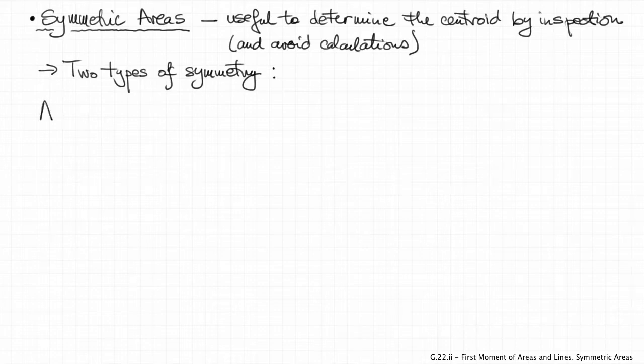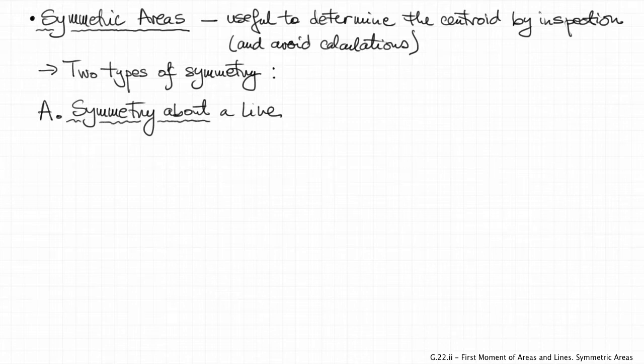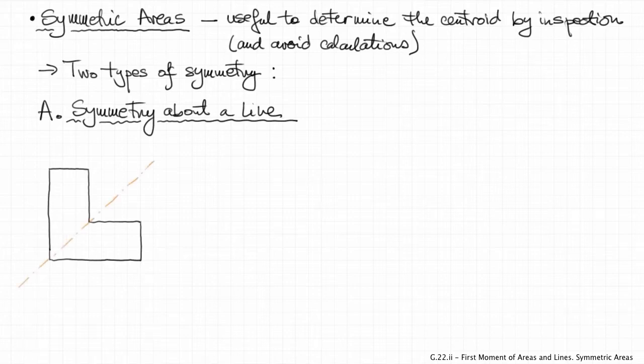And the first type of symmetry is the symmetry about a line or about an axis. And let's see what this is all about. I'm going to start by drawing a figure. This is an L-shaped figure, like so. And I'm also going to indicate an axis. Let's call this axis BB prime.